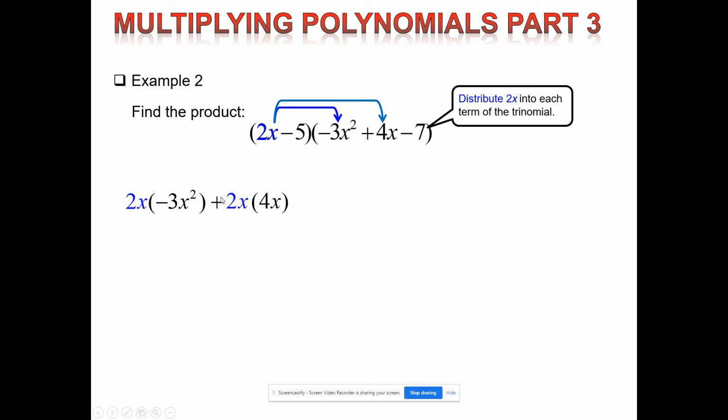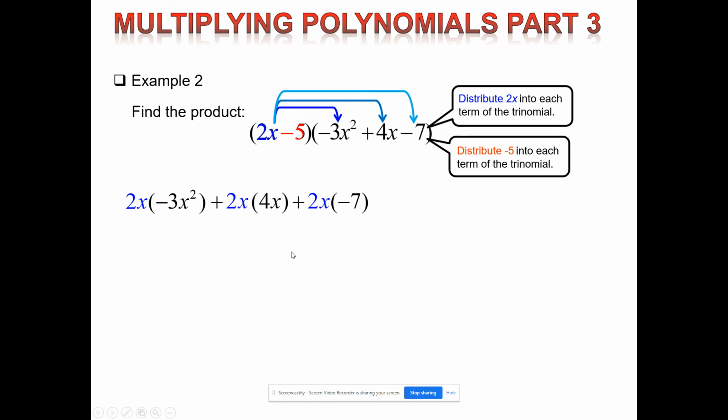So notice how I have, again, a sign in between each term. I got this plus. So I'm going to do 2x times negative 7. Now I'm going to distribute the negative 5. So I'm going to do negative 5 times negative 3x squared. Since this is a minus, I went ahead and put the minus there. Okay, negative 5 times 4x, and then negative 5 times negative 7.